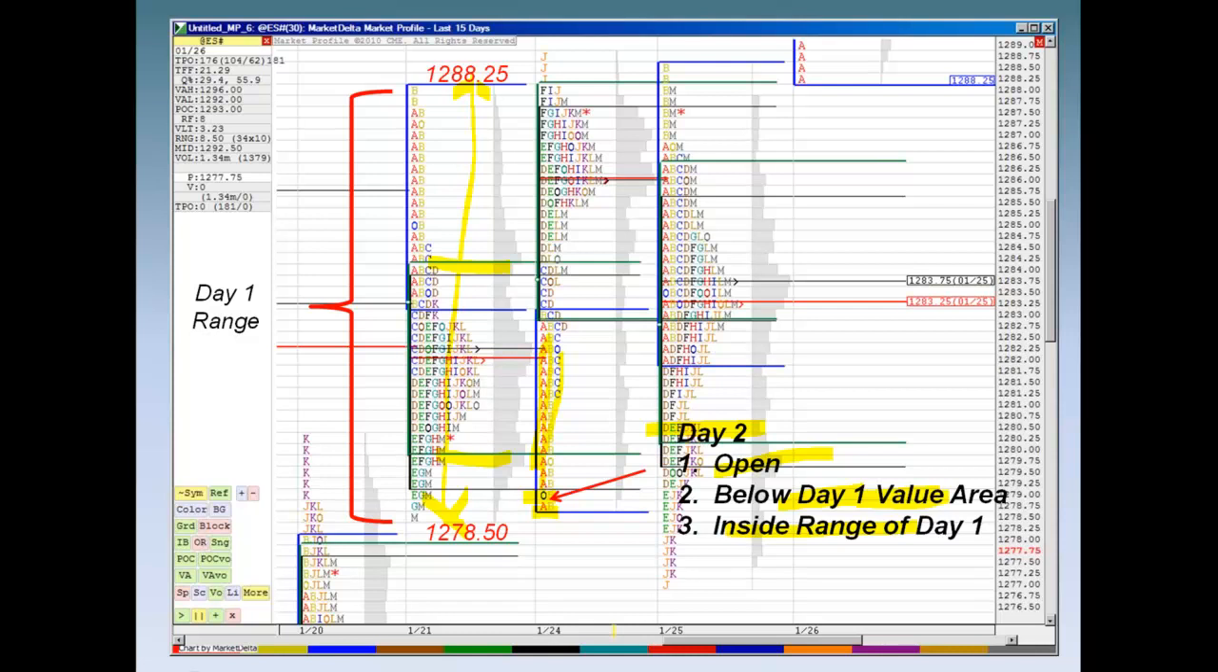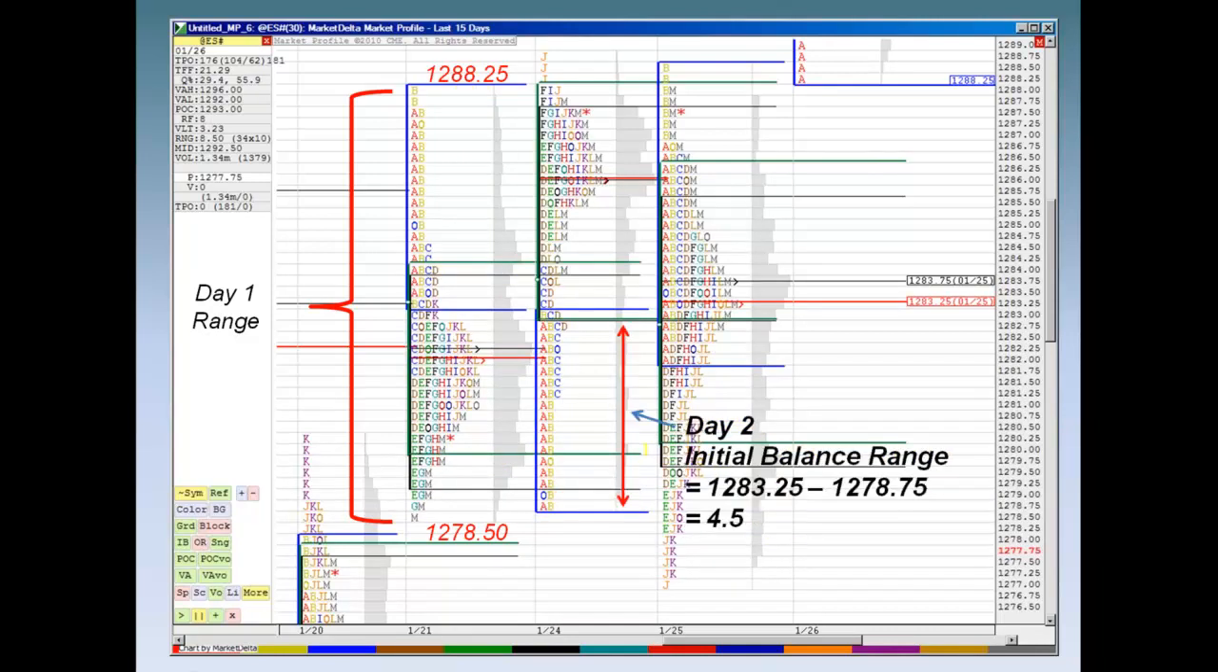Yes, I did have a strong directional move in the morning, but remember, I'm opening within range, so I have to proceed with caution. So let's wait and see what happens at period B. And sure enough, period B opens down here at the low end of A and drops down to test the support level that we had, or the low of the day, and it holds.